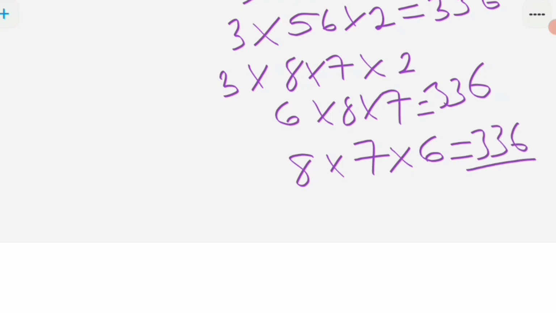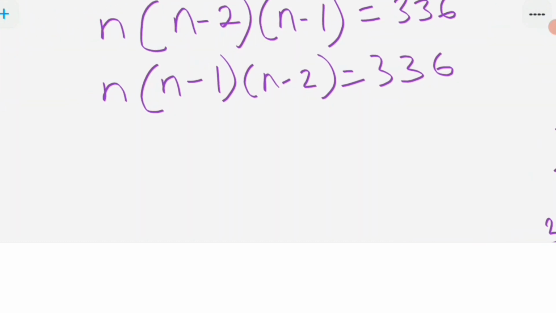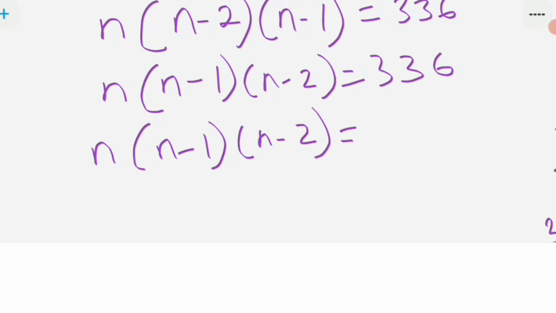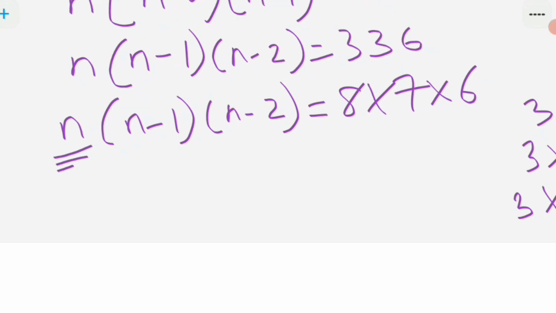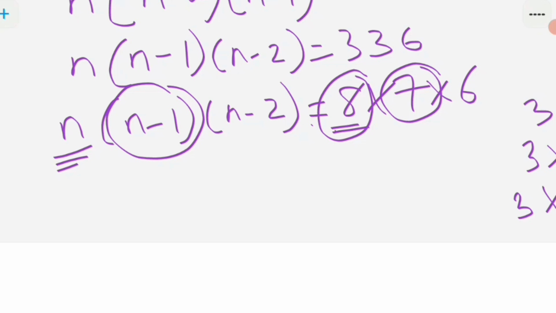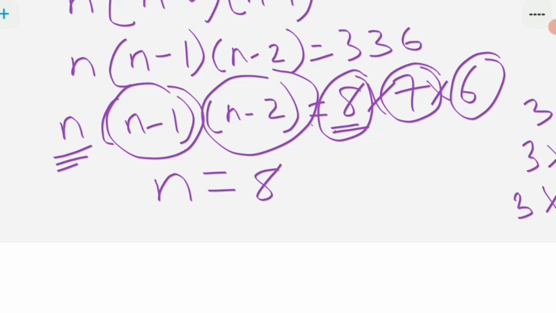So you can see that you can write 336 as 8 times 7 times 6. Just bring it up here and write it like this. So instead of writing 336, just write 8 times 7 times 6. So if you compare both sides, you see that this n here is standing as 8. Why? Because 8 minus 1 is 7, which is the value here. This same 8 minus 2 is 6, which is also the value here. So that means n is equal to 8. N is standing as 8.